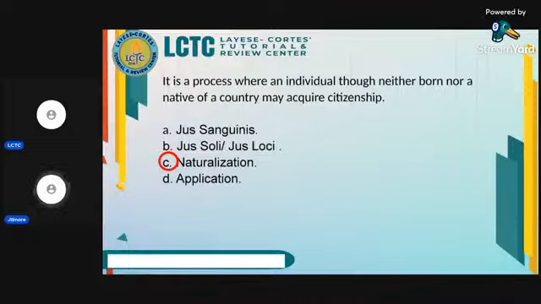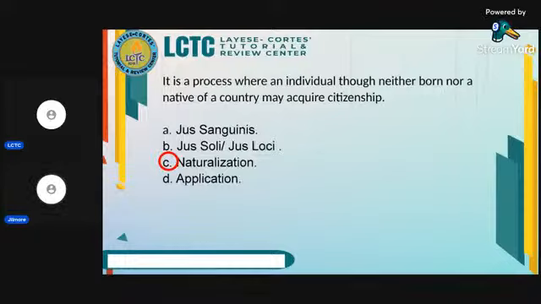Okay. Here, a process where an individual, though neither born, hindi pinanganak, nor a native of a country, may acquire citizenship. That's the process called naturalization.